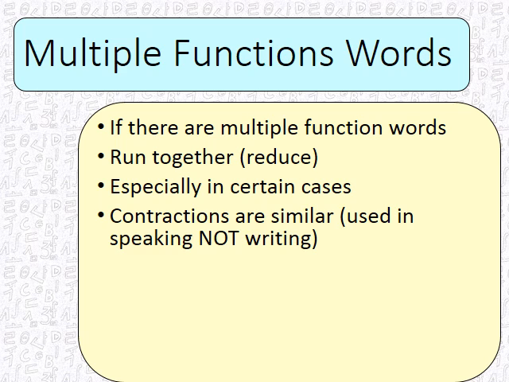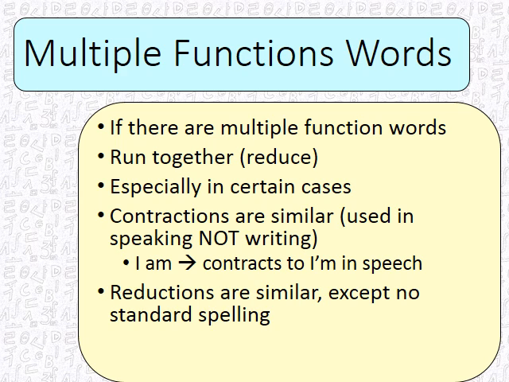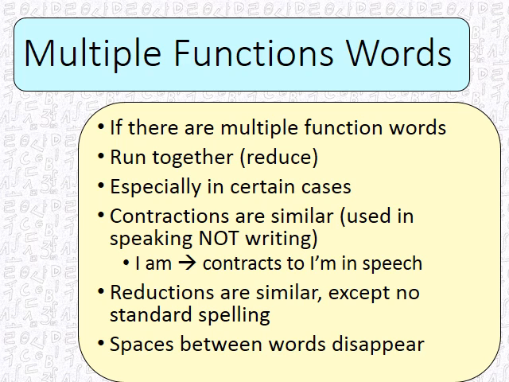Contractions are similar, except that they can be contracted but should not be reduced. This is why contractions should be used in speech but not in written form. I am contracts to I'm, with the space between the words and the sounding being removed to make it easier to say. Reductions are similar, except there are no standard spellings. It can change a little bit between regions also. The spaces between the words do disappear, though. This is part of what makes native speakers talking seem fast to some second language learners.